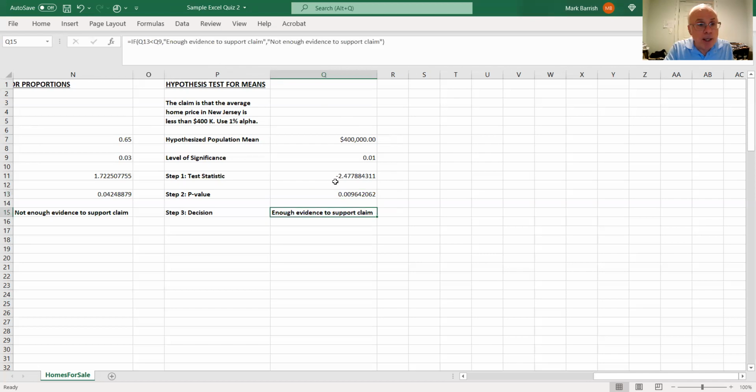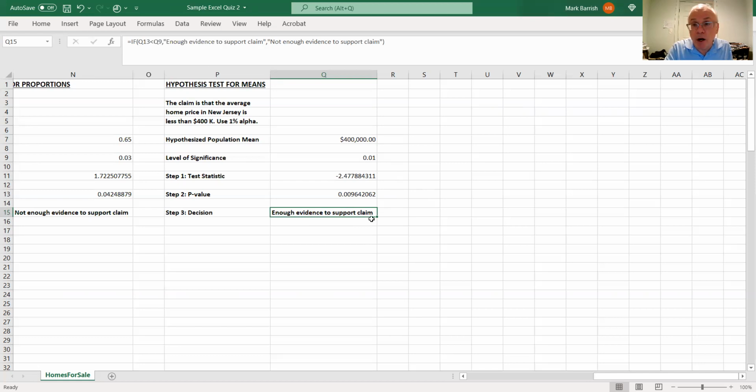Now this is a 1% level of significance. Once again, we're using this exact same formula here, or the if statement here. If Q13, which is our p-value, is less than Q9, which is the level of significance, we're going to say enough evidence to support the claim. If the p-value is not less than the level of significance, we want to print out not enough evidence to support the claim. And in this case, because 0.00964 is less than 0.01, notice it prints out enough evidence to support the claim.